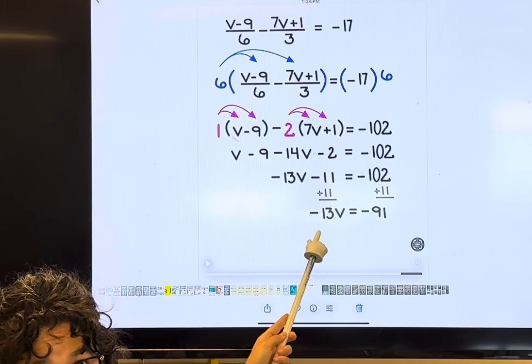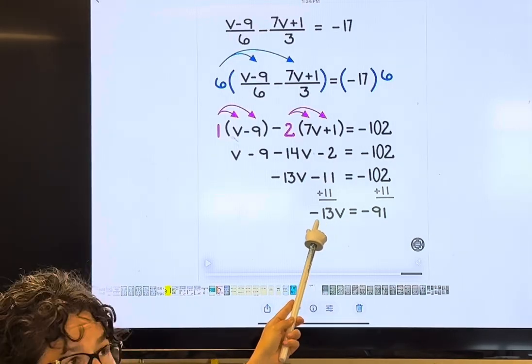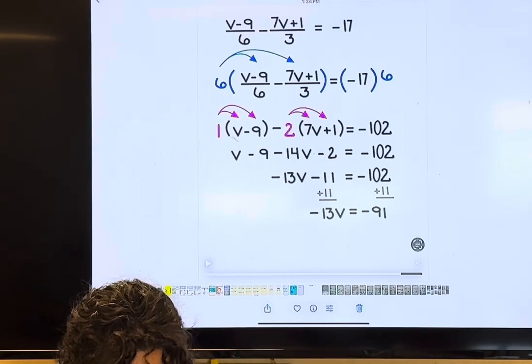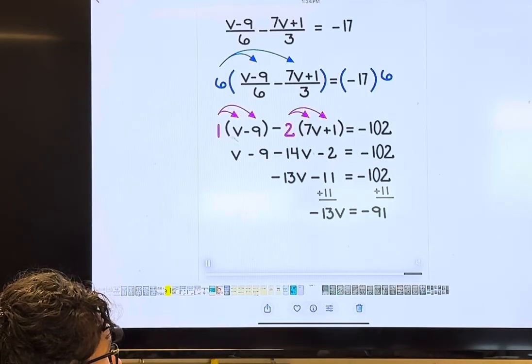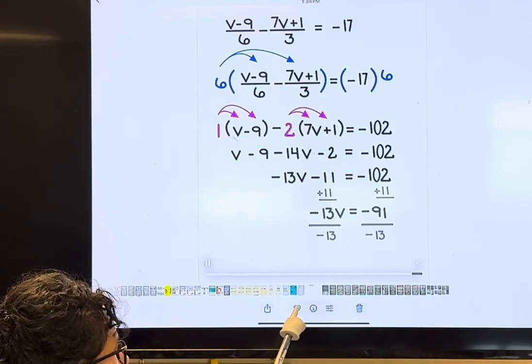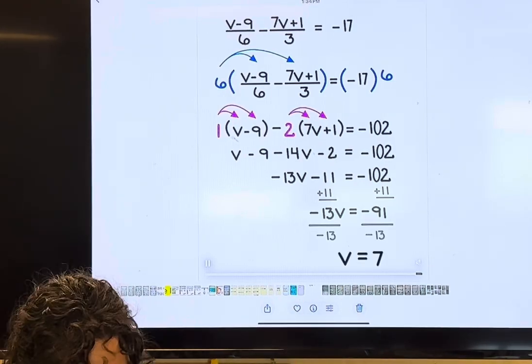And then finally, we can get rid of multiply by negative 13. What I do to one side, I do to the other. And my final answer there, dividing both sides by negative 13, v is going to equal 7.